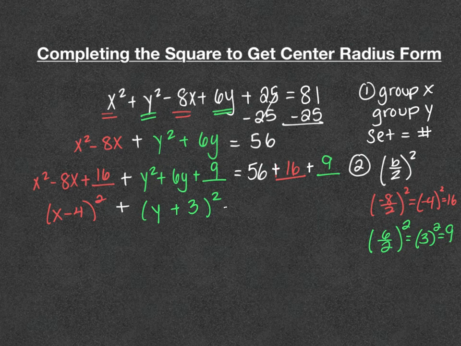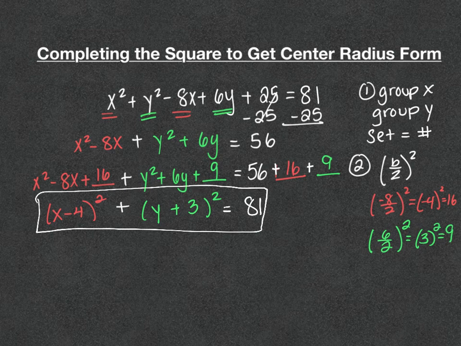And then all we need to do to get the right side is just add up all of those values. 56 plus 16 plus 9. And if you add them all up, you should get 81. Now, you should notice what you successfully created. This is your equation of a circle in center radius form.